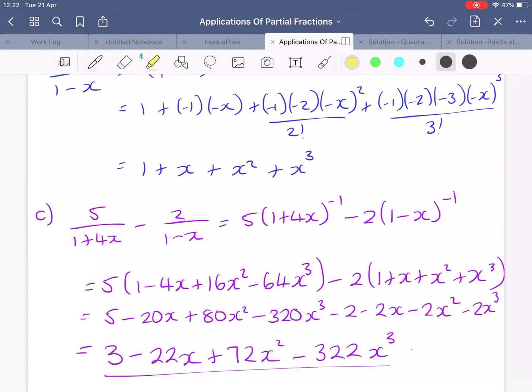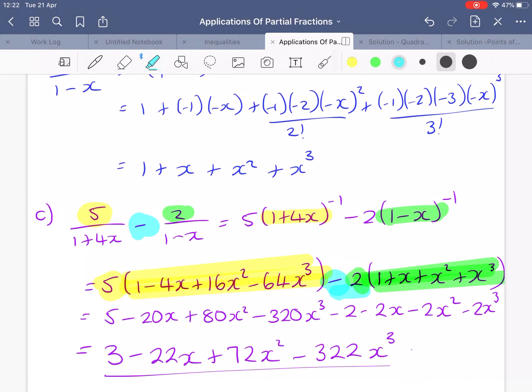So again, I've got 5 lots of that first expansion for the 1 over 1 plus 4x. And we've got 2 lots of that second expansion. And the only thing to note here is you've got a takeaway, so be careful when you do your expansion. You know, most of us do minus 2 lots of the bracket. And then hopefully you had the same answer.